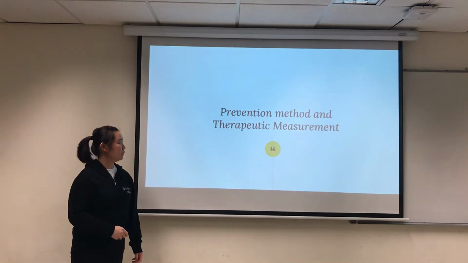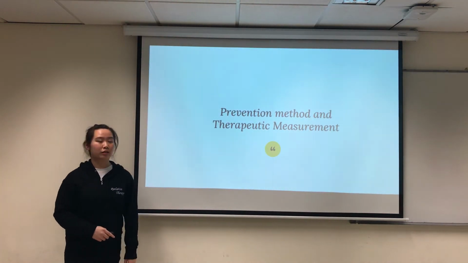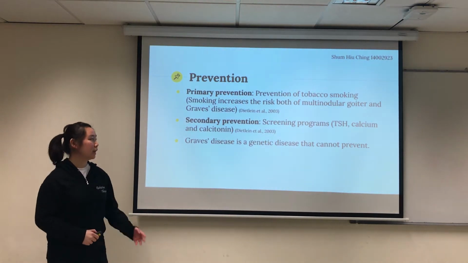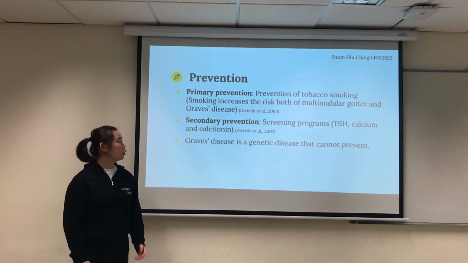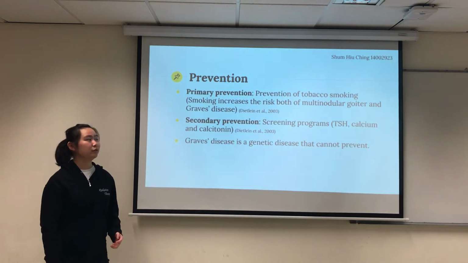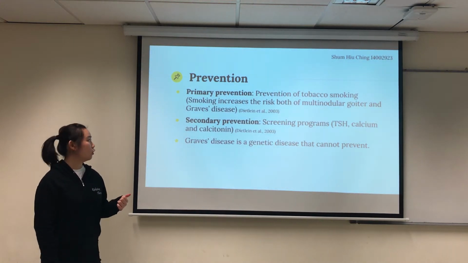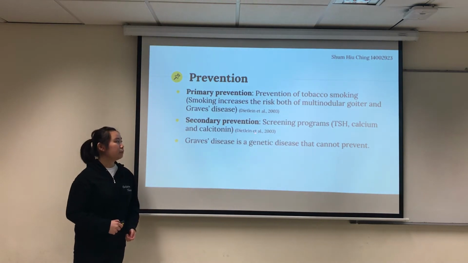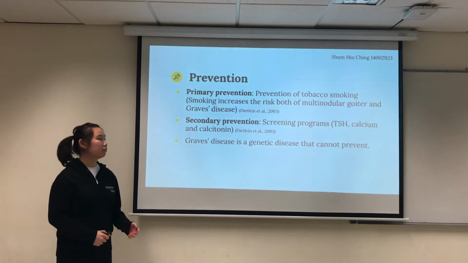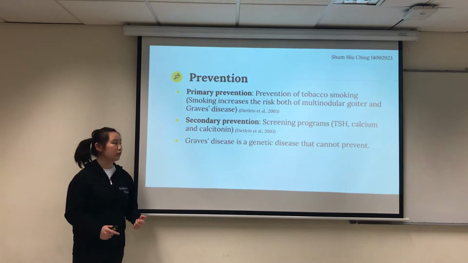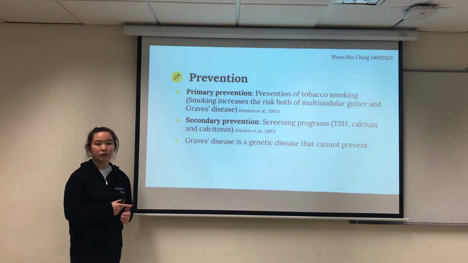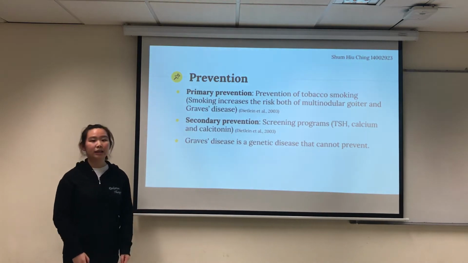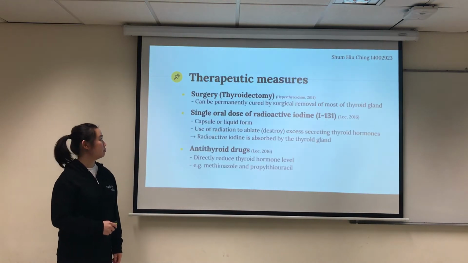I will talk about the prevention method and therapeutic method. For primary prevention, we can prevent tobacco smoking, as tobacco smoking will increase the risk of both multinodular goiter and Graves' disease. For secondary prevention, people can participate in screening programs such as monitoring the serum level of TSH, calcium, and calcitonin. Graves' disease is a genetic disease that cannot be prevented.